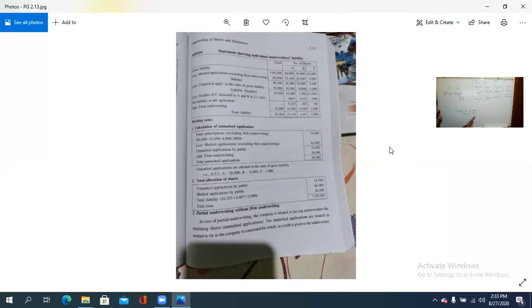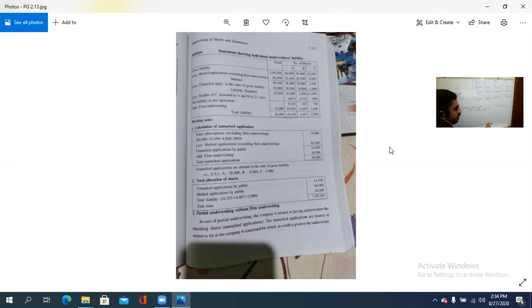It is mentioned in the question. 10,000 firm underwriter in the first case, 4,000 in the second case, and 2,000 in the third case. So 10 plus 4 plus 2, 16. That 90 minus 16, 74. That is 74,000. That is to be there with the total subscription. Isn't it? So total subscription is how much? In this way, you need to calculate the working note. Total subscription, how much it is to be? 90 minus 10 minus 4 minus 2.